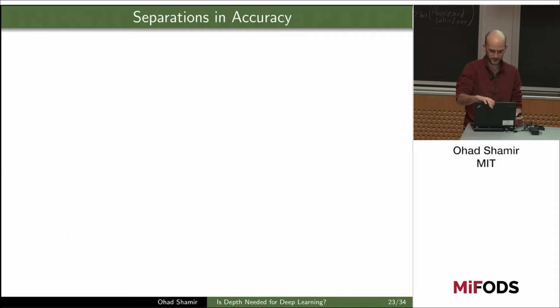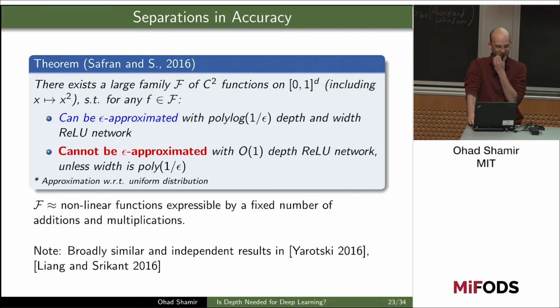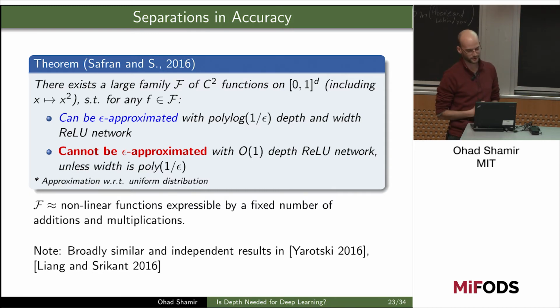Another direction is to look at separations. So this was separation in terms of some parameter k. You can also talk about separations in terms of the accuracy, in terms of the parameter epsilon in which you want to do the approximation. So this is a theorem together with my student Itai Safran from 2 years ago. So you can show that for a pretty large family of, yes, sorry.